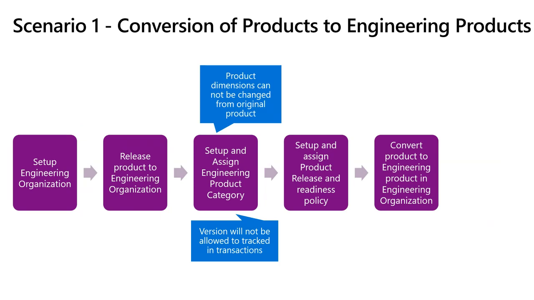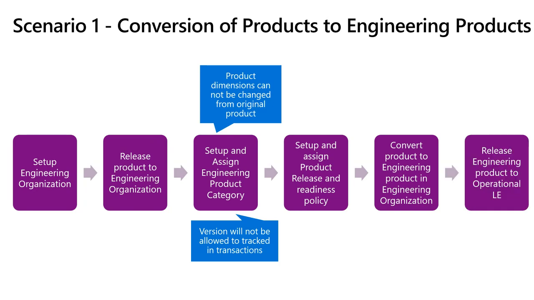Now, once you're done with all the setup and configuration, you can use the convert product to engineering product function, where you must associate a product to the engineering product category defined in the previous steps. You will first convert the product to an engineering product in the engineering legal entity. You will then set up the BOM formula or routes for that engineering product version and any other product details in that engineering legal entity.